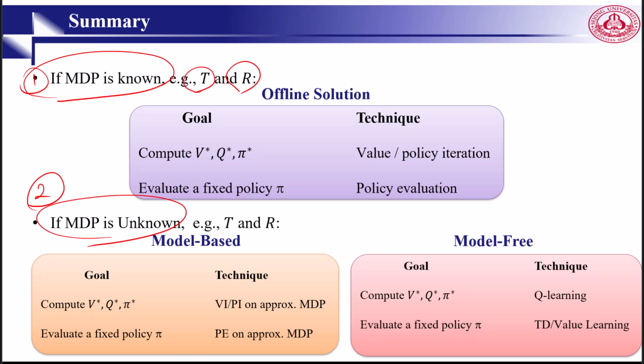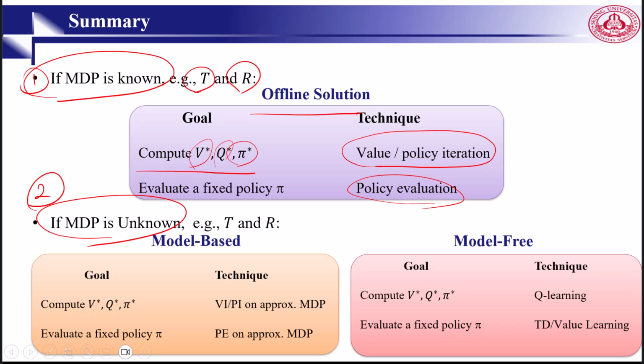This is referred to as an offline solution. We call it an offline solution because all computation can be done without interacting with the real environment. We want to compute the value function, the optimal action value function, and the optimal policy, right? V star, Q star, and pi star. Or simply, we want to evaluate a fixed policy if we are not optimizing. The techniques we can use here are classical dynamic programming methods like value or policy iteration and policy evaluation. Because we know T and R exactly, these algorithms can compute the optimal solution mathematically with no exploration required.